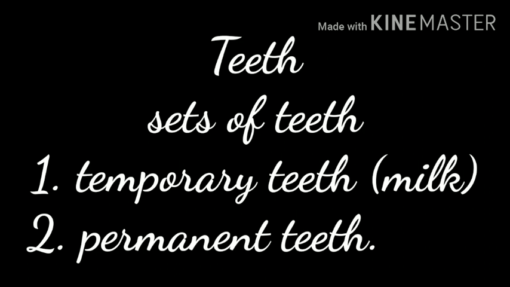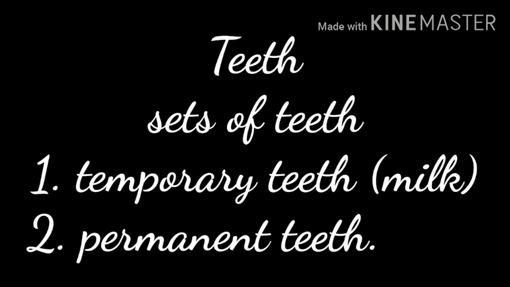Now you can see that the teeth have two sets, that is the temporary teeth and the permanent teeth. Temporary teeth are also known as milk teeth because they come at the age of 2.5 years old. When you become 6 years old, these teeth will fall down, and in place of these teeth permanent teeth come. These permanent teeth are 32 in number, and they are much sharper and stronger than the milk teeth.